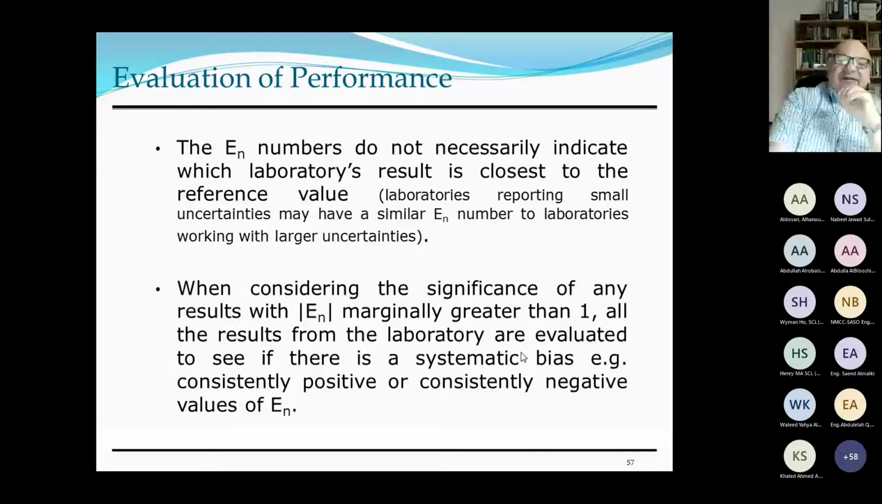Anything within the limits of -1 and +1 is equivalent, and this is so because there are several ways that a particular EN number can be obtained, because it's the ratio of two separate things. So a particular EN number can be obtained by a laboratory with a small uncertainty and by one working at larger uncertainties. So you cannot make a one-to-one correspondence between how large the EN number is and how good the performance of the laboratory is.